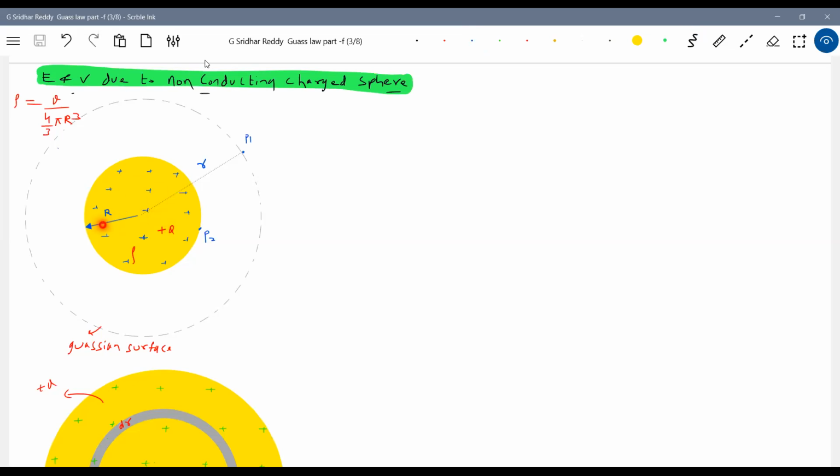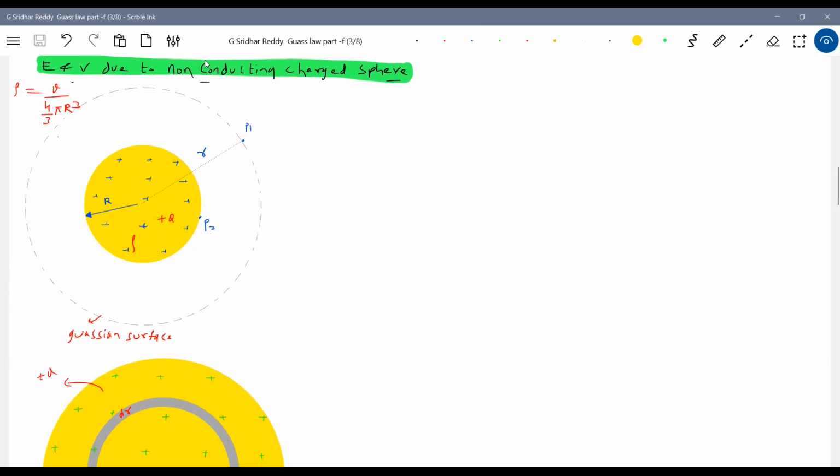Of radius capital R, charge Q, and density rho. So now I want the electric field strength at point P1. So this is the Gaussian surface. Here I assumed a Gaussian surface of radius small r. You can see at point P1, we have to find out.